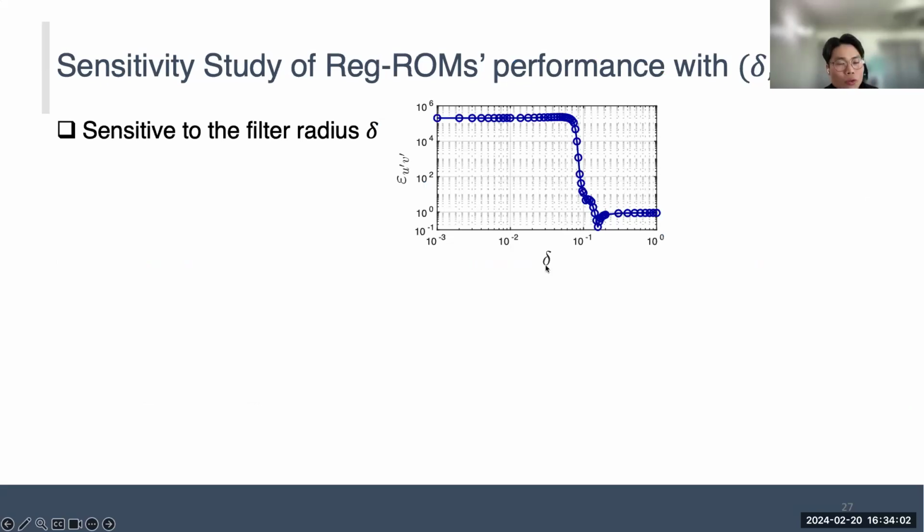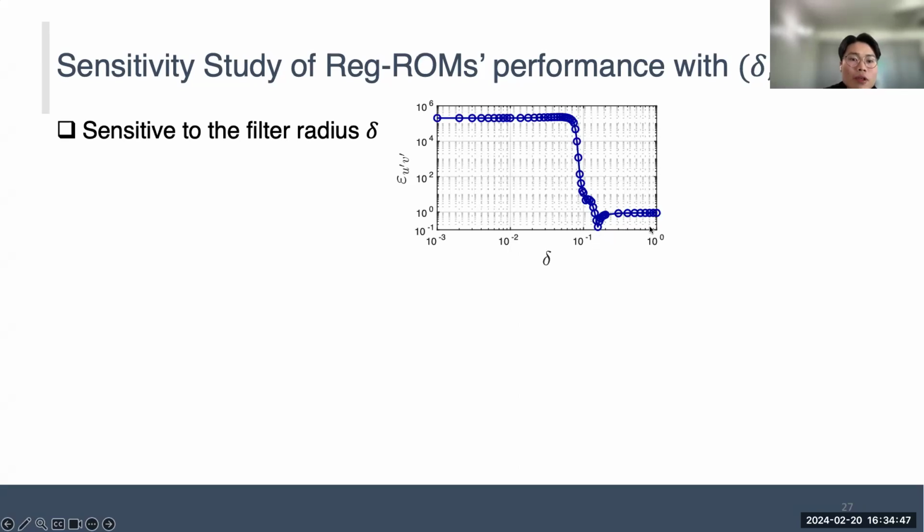More detail you can find in the paper, and I don't want to talk about those because that will confuse the audience. But the summary is that we found it is sensitive to the filter radius. So you see, for a small filter radius, the error is pretty much the same as the G-ROM. You can think of it as saying that for delta up to this value, all the modes have characteristic length scale less than the delta here. So that's why there's no effect on those ROM solutions.